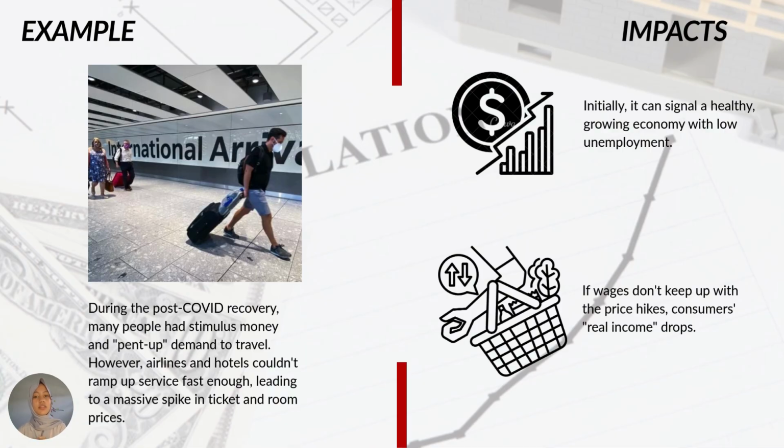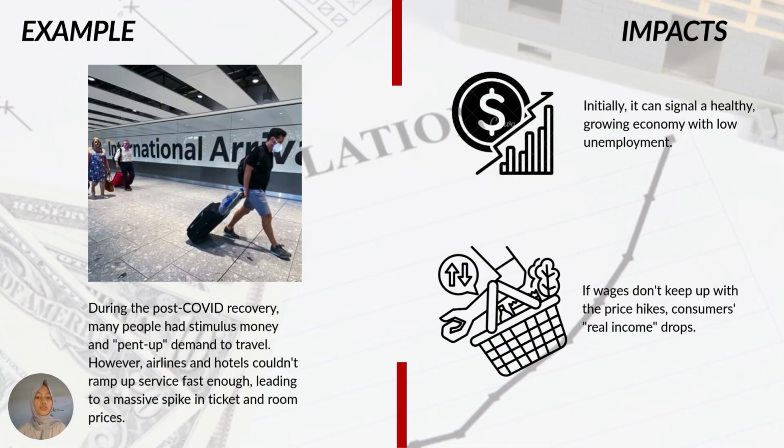Next, for the impact, the first one is economic growth. Initially, it can signal a healthy growing economy with low unemployment. And the second one is purchasing power. If wages don't keep up with the price hikes, consumers' real incomes drop. Real income drops. Okay, that is the impact, and that's it for demand pull inflation.